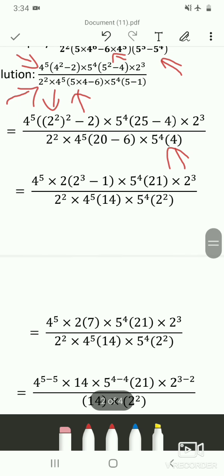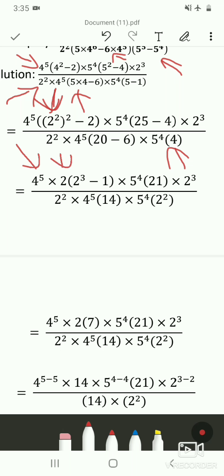So the next step is, here you have written 4 raised to 5 as it is, and you can use the law a raised to m into a raised to n for this step, so you'll get it as 2 raised to 4, and again you know that 2 is common, so you're taking 2 common, so 2 raised to 4, when you take a 2 common, you're remaining with 2 raised to 3, and here it is minus 1 into 5 raised to 4 into 21 into 2 cube upon 2 square into 4 raised to 5, 20 minus 16 is 14 into 5 raised to 4 into 4 is written as 2 square.